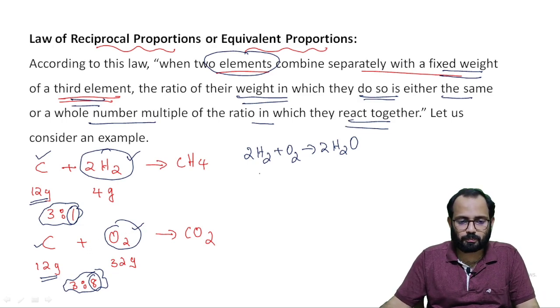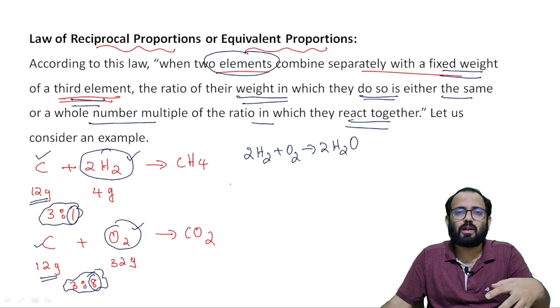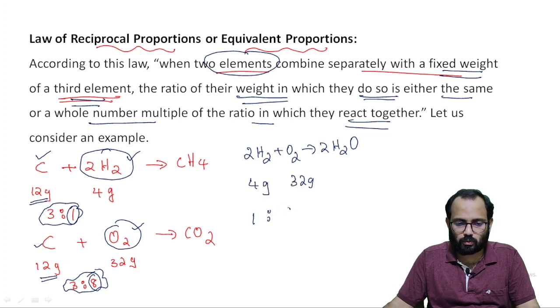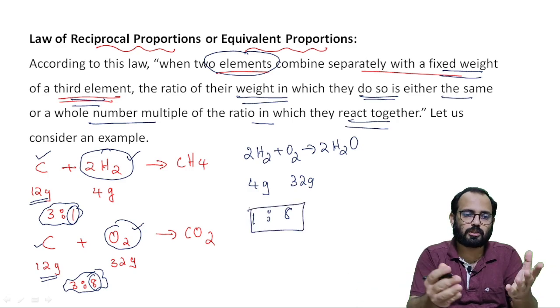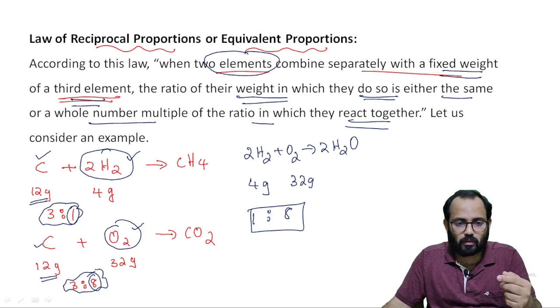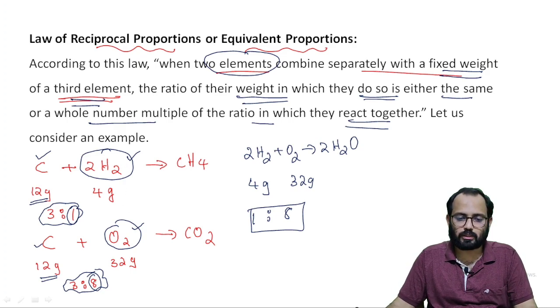Not only the 1 to 8 ratio, but a whole number multiple of that ratio. So let's find out. This is 4 grams, this is 32 grams. So 1 to 8 ratio, right? This is what the law of reciprocal proportion is. When two elements combine separately with a fixed weight of the third element, even if they combine with each other, they will combine in this particular ratio, 1 to 8.